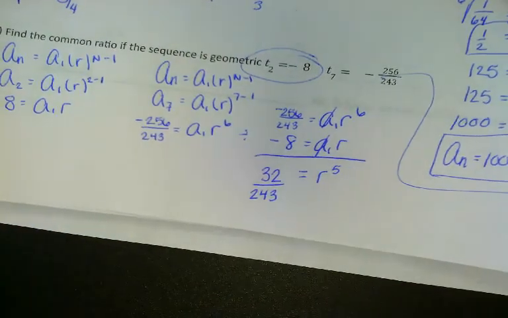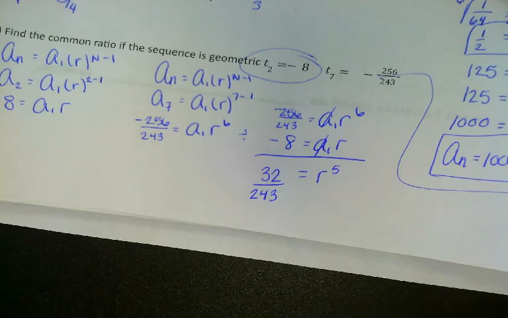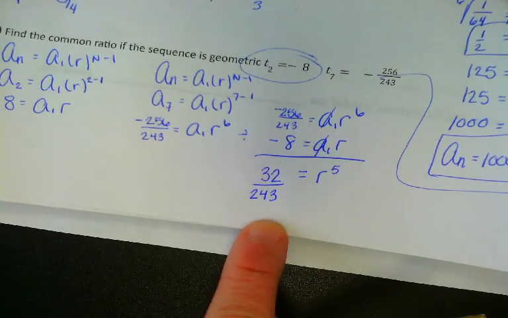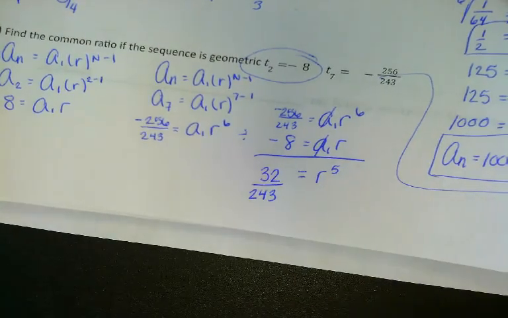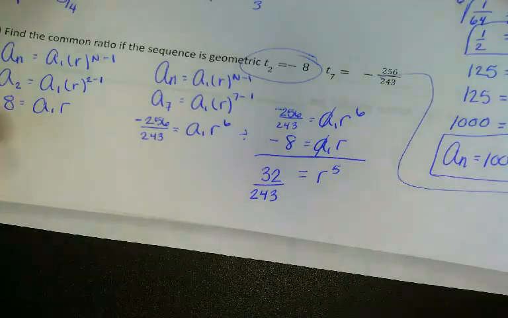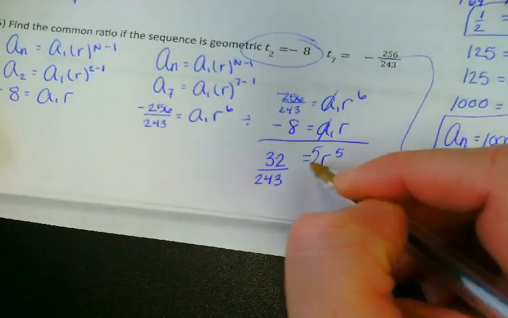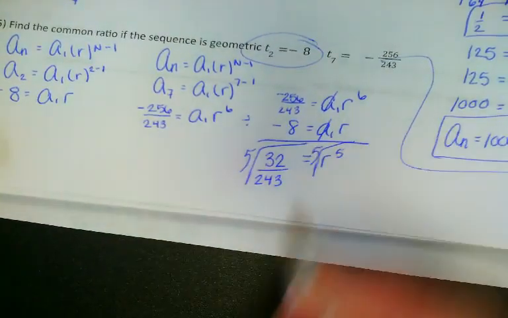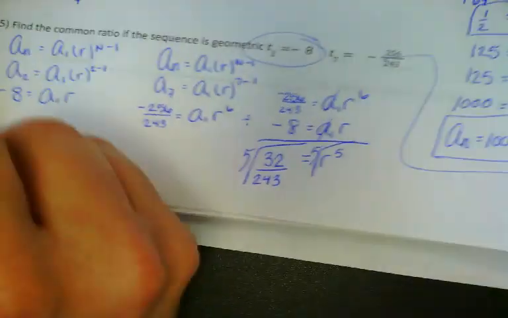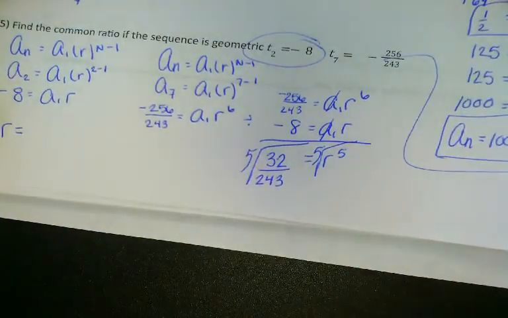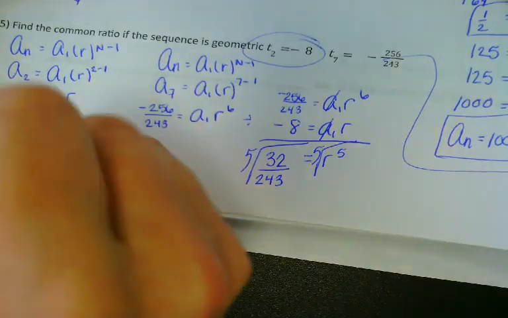Yeah. Concur with Merrick here? You like this, 32 over 243? Yes, nice, nice. All right, and then I'm just going to take the what of both sides? Fifth root. Seeing it? And what do we get for r? 2/3?